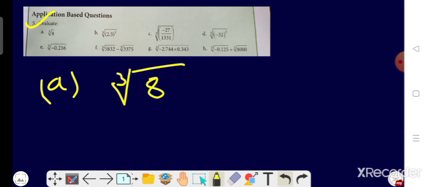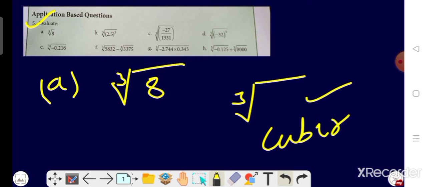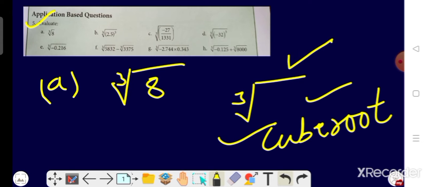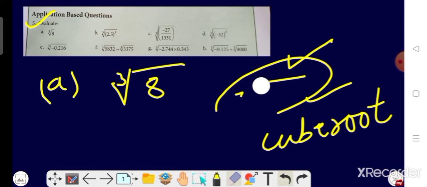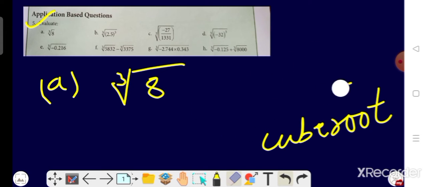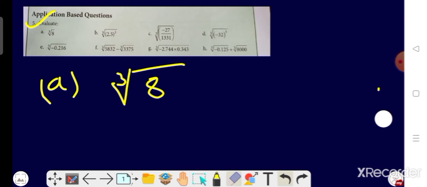Here we have used a symbol. This is the symbol of cube root. It means we have to find the cube root of the given number under this sign. Here we have 8 under this sign, so we have to find the cube root of 8.